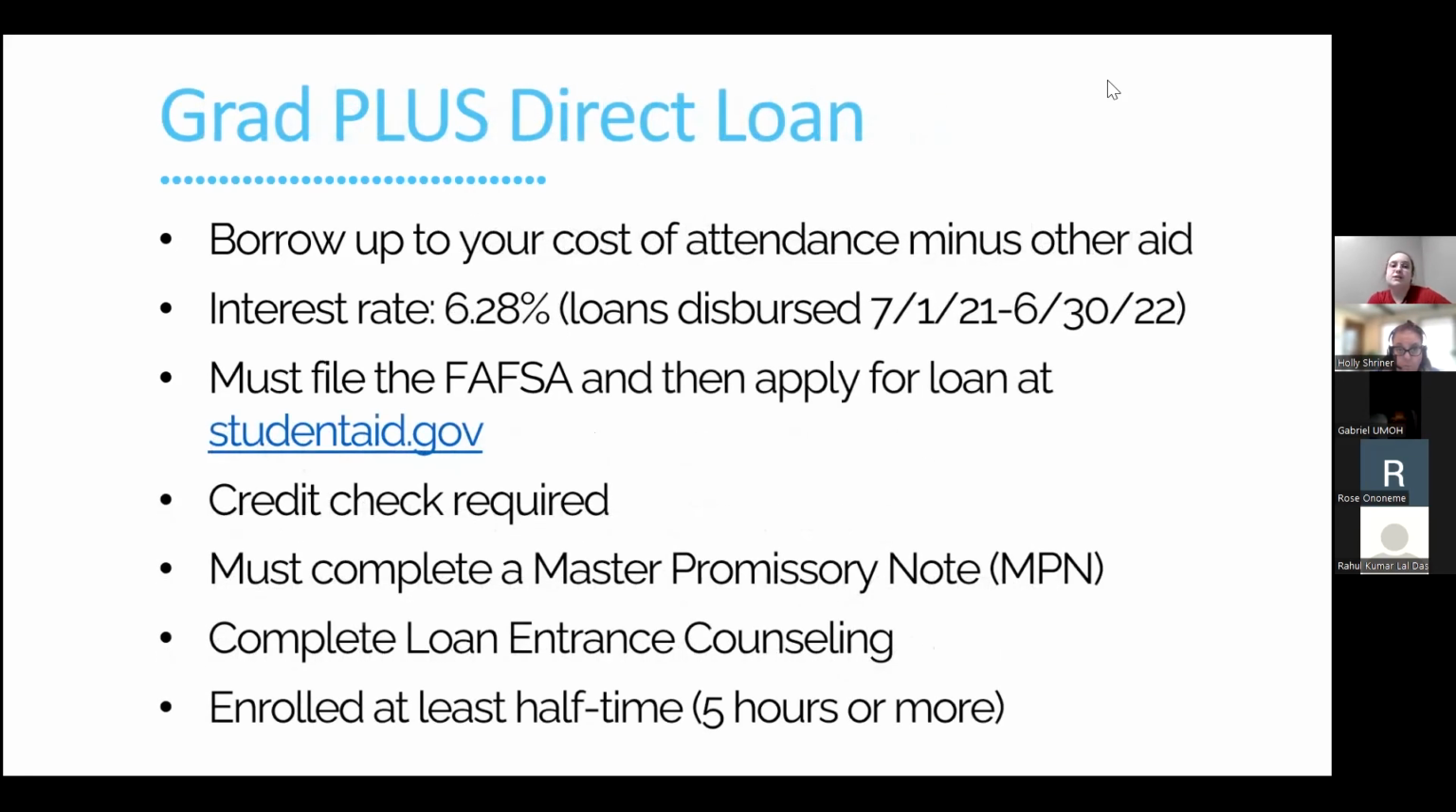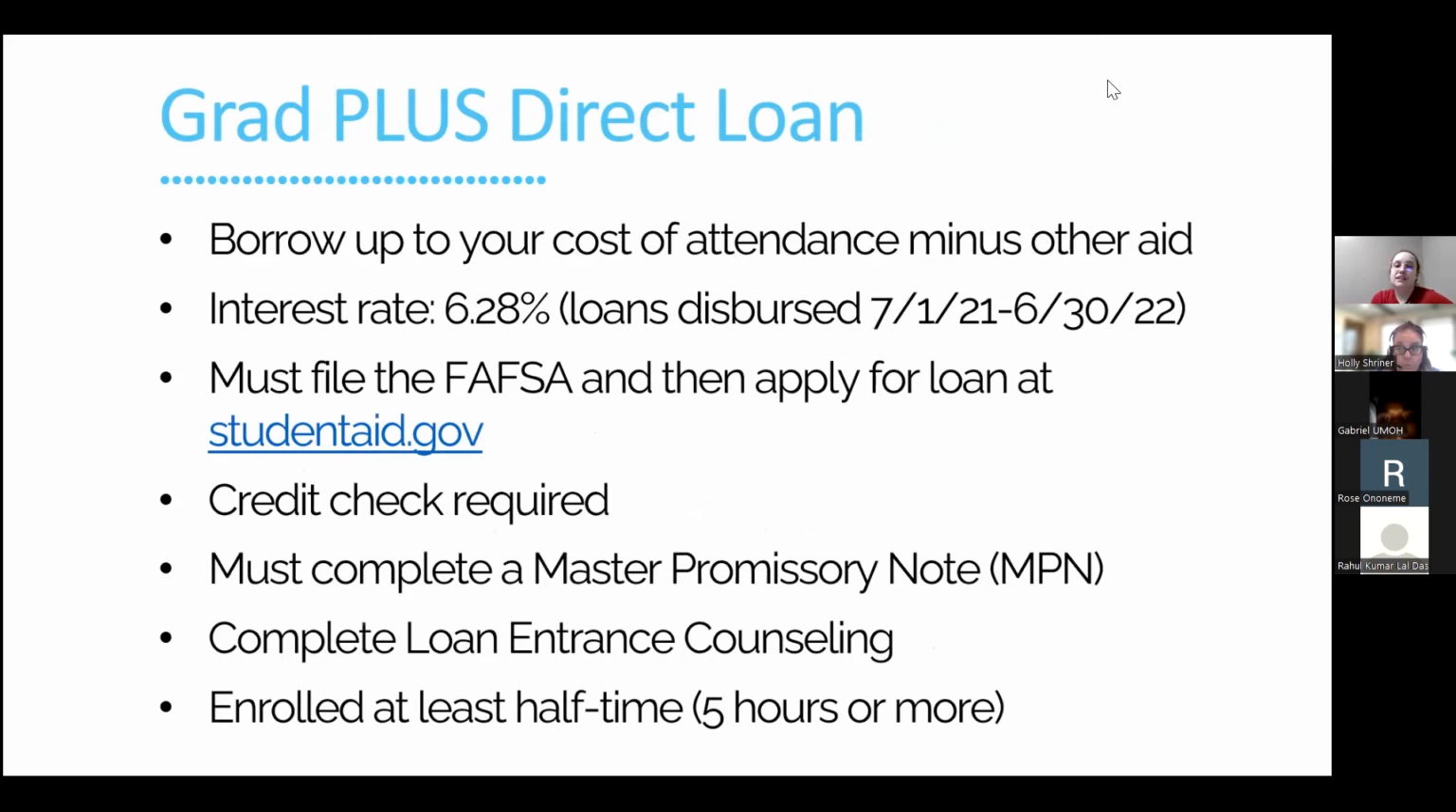Another option for graduate students is the Graduate Plus Direct Loan. This is, again, another federal loan, so it's only eligible for U.S. citizens and eligible non-citizens who can file the FAFSA. You are able to borrow up to the cost of attendance minus any of your other aid. Like I mentioned previously, the cost of attendance includes things like tuition, room and board, personal expenses, transportation expenses, books and supplies, anything that goes into your education costs each year.